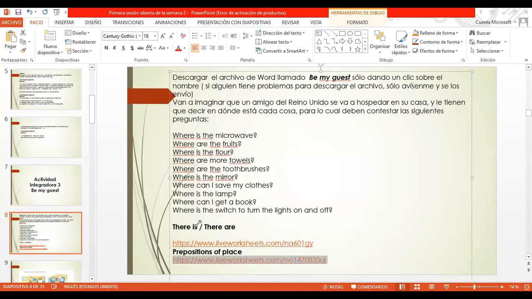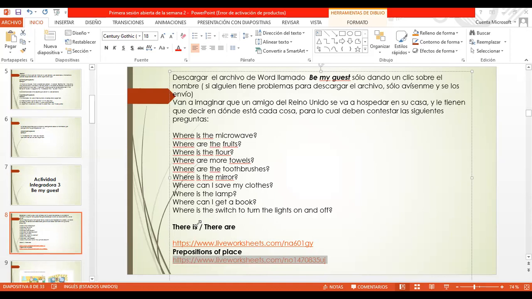Bueno, les pongo la liga del ejercicio para practicar prepositions of place. Look, we have prepositions of place. Complete the sentences with the prepositions in the box. There is some pizza in the box. Vean que aquí utilizo otra vez el there is, pero estoy diciendo pizza. La pizza en general es un sustantivo no contable. ¿Por qué? Podemos contar rebanadas de pizza, podemos decir en español 1, 2, 3 pizzas, pero en inglés la pizza se considera no contable, como el pan.